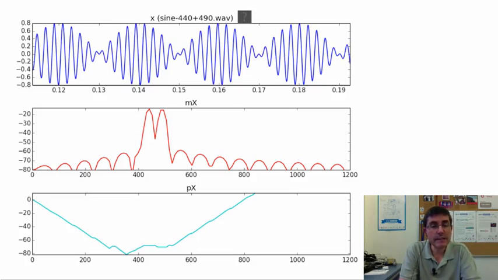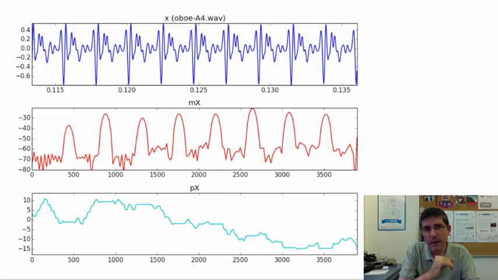And if we compute the spectrum of that, the positive part of that, we are seeing the two contributions of the two sinusoids. So we see the two peaks of the two sinusoids. And in the phase, we see the phases of these two sinusoids. And now let's show an example of a real sound, a sound that includes many sine waves, like the sound of an oboe. Let's listen to the oboe first.